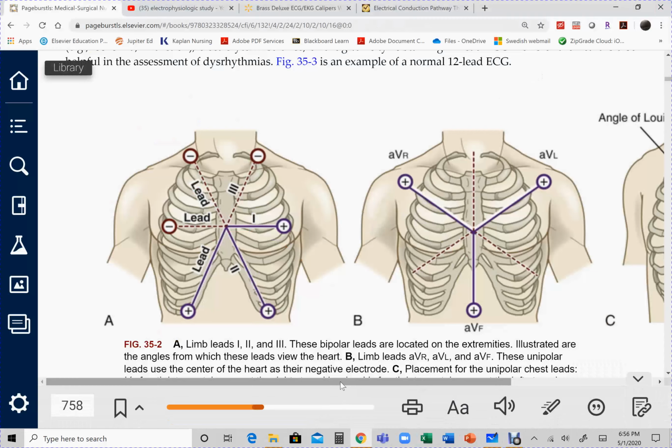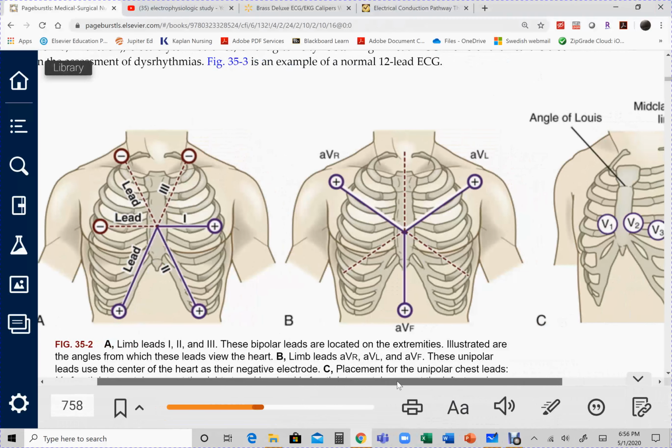Okay, my page won't move. Okay, all right, now it moves.